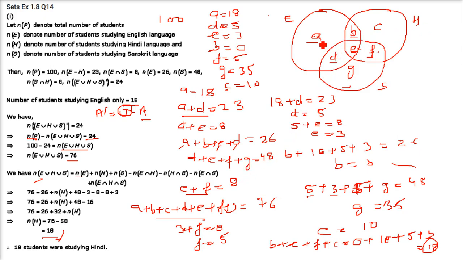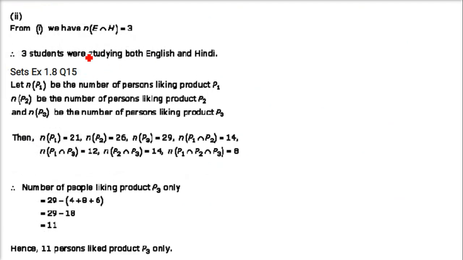So here you see Hindi and English can be easily found out using B plus E. B plus E is nothing but B is 0 and E is 3. So it will be 3. This is the first answer of the first part, and this is the answer of the second part, 3. This is the second part. 3 students are studying both English and Hindi.